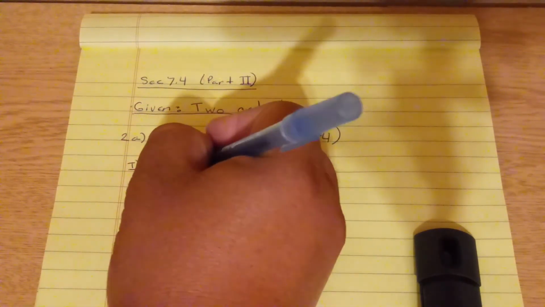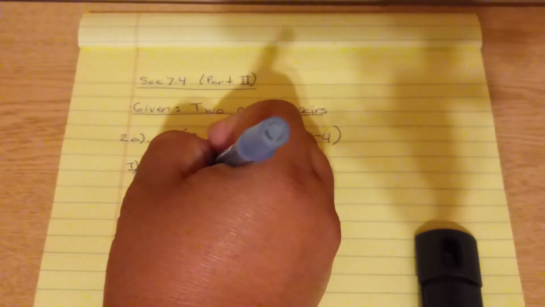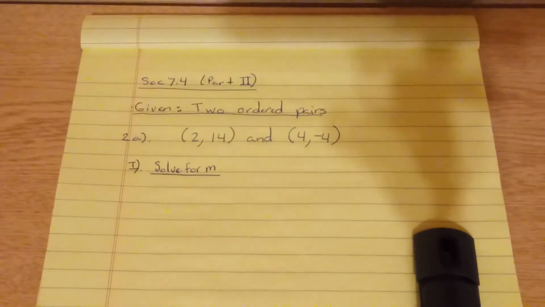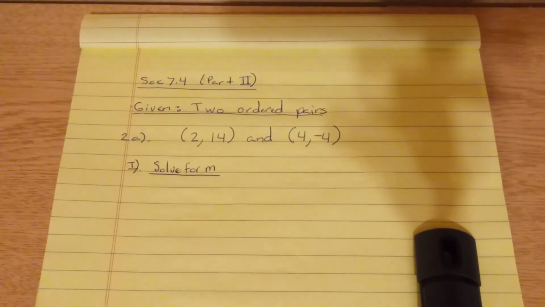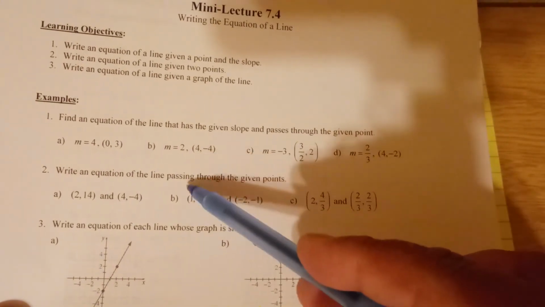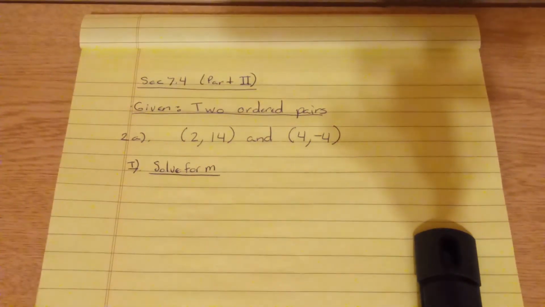Notice that we do not have the slope here. In our previous version, they gave us a slope. In part 1, they gave us a slope and an ordered pair. So now we're going to have to solve for the slope first, and then for the y-intercept. And once we get those two, we substitute them into the y = mx + b, and you get your equation.